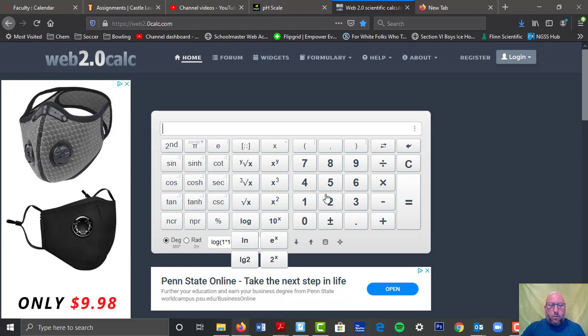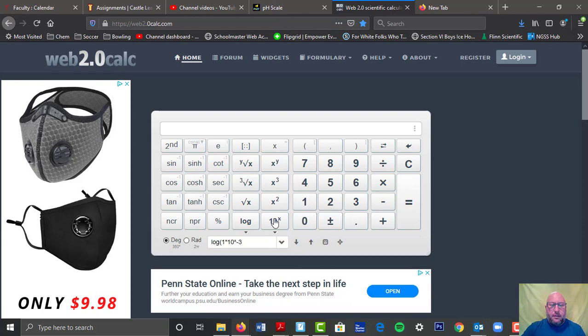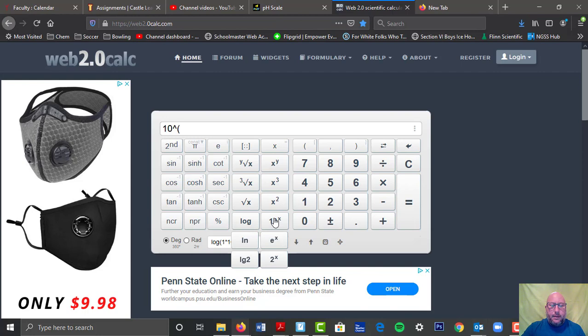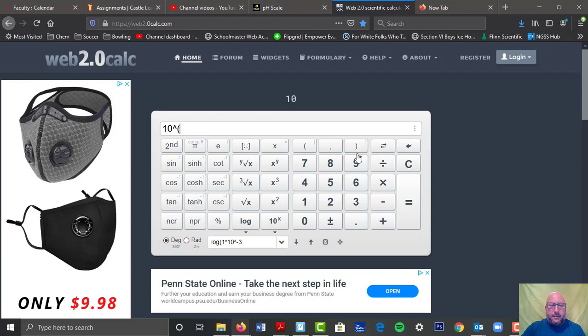A logarithm is the opposite of a base 10 power. What does that mean? Well, let's say that I took 10 and I raised it to, let's say, the third power. So 10 times 10 times 10. Now we know that if we take 10 and raise it to the third power, we get 1,000.